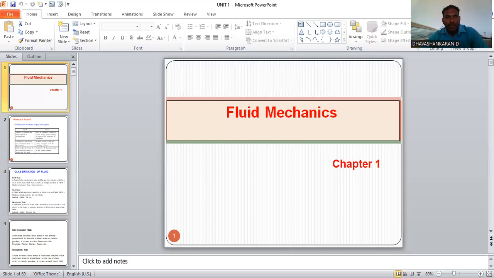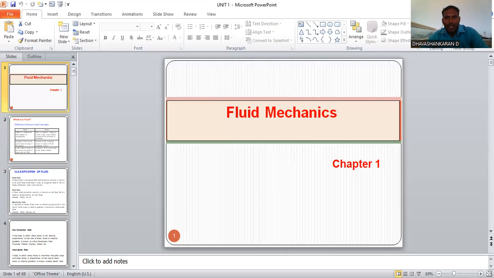Then specific volume has to be taken. Specific volume is the volume of the fluid divided by the mass of the fluid. The specific volume of a fluid is defined as the volume occupied by unit mass, or volume per unit mass of the fluid. Mathematically, it is expressed as volume of the fluid divided by mass of the fluid. It has the unit of meter cube per kg.